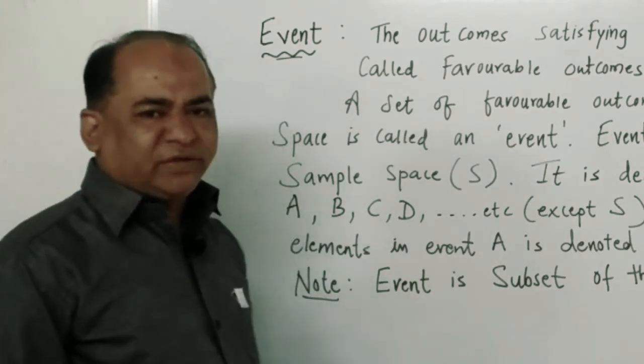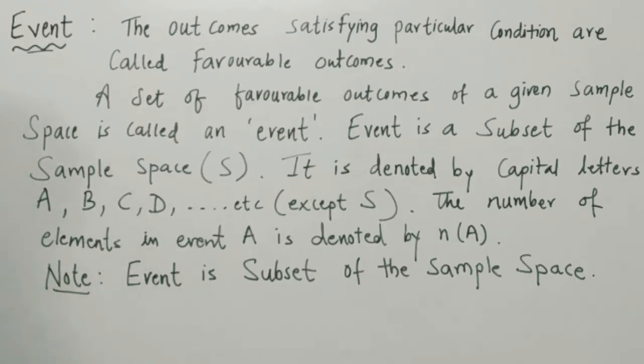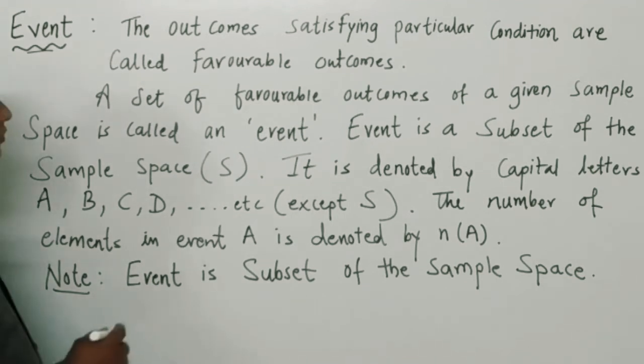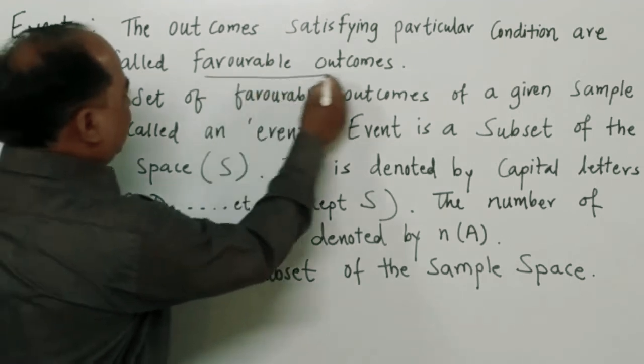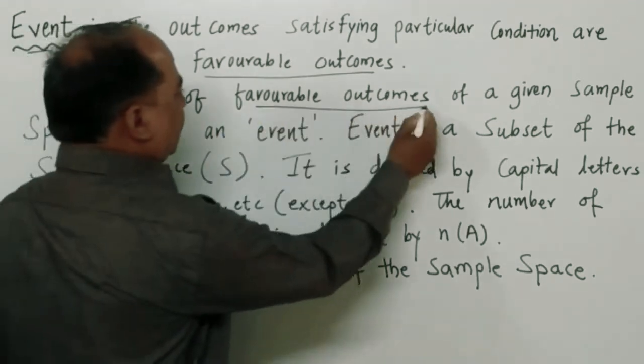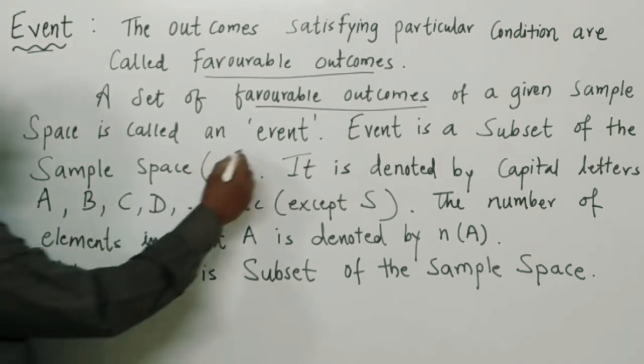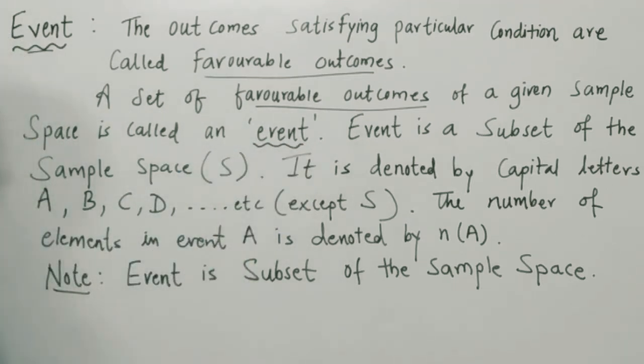Dear students, in this video, we'll learn what is an event and we'll solve the examples of practice set 5.3 from the chapter probability. So, first, what is an event? The outcomes satisfying a particular condition are called favorable outcomes. A set of favorable outcomes of a given sample space is called an event.